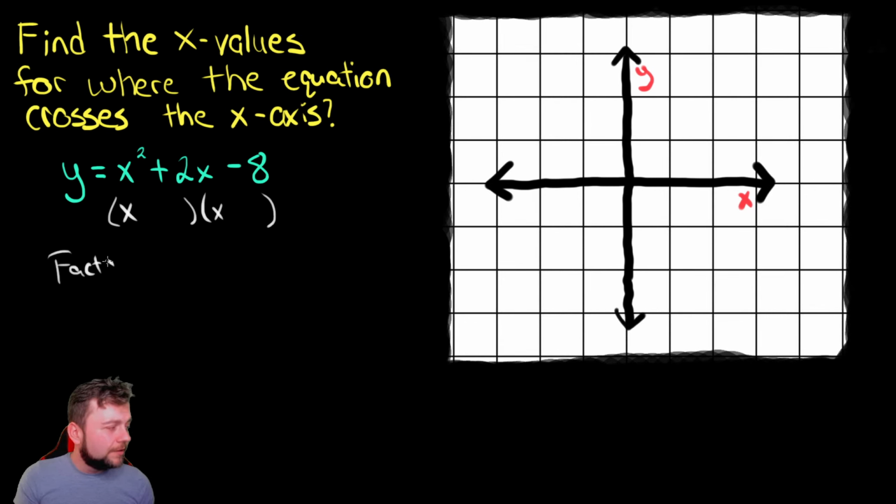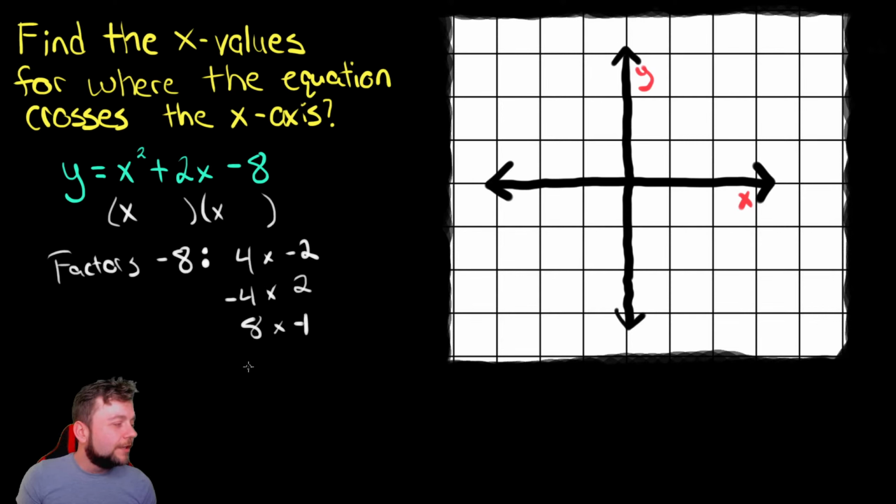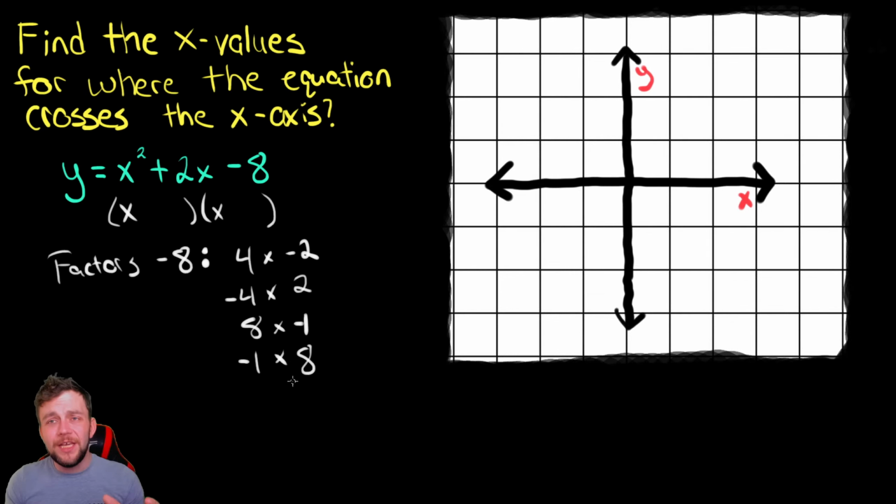Factors of -8. That will be 4 times -2, negative 4 times 2, 8 times negative 1, and negative 1 times 8. Okay, those are all of our factors. Which ones of these, when you add them together, equals a positive 2? It is 4 and negative 2. So it's plus 4 minus 2.